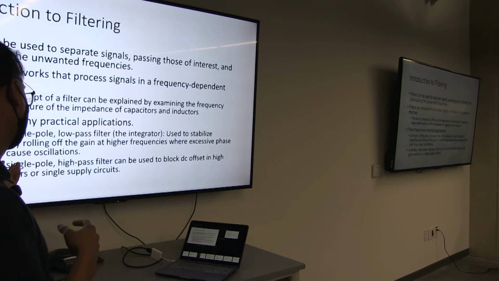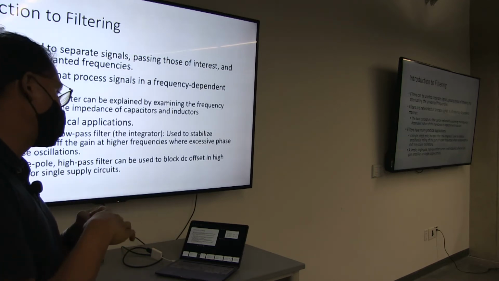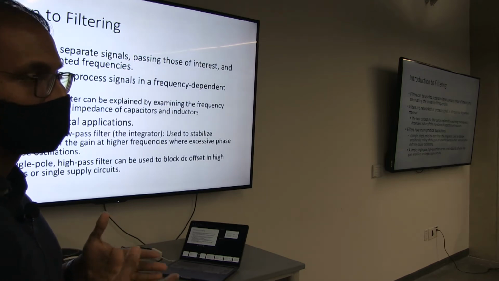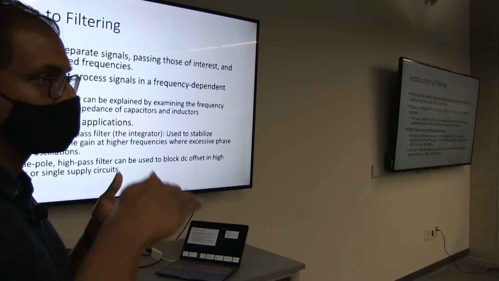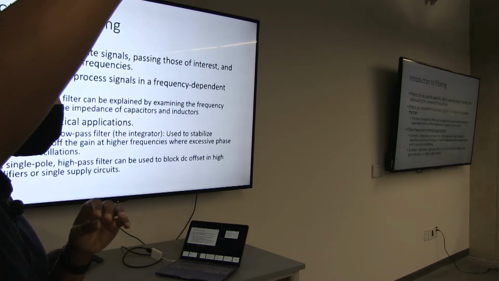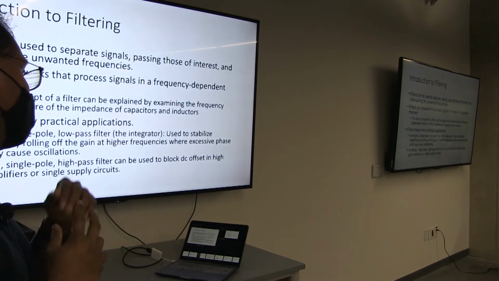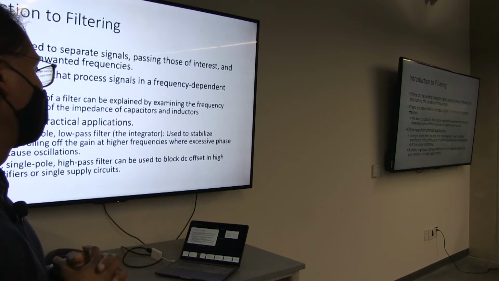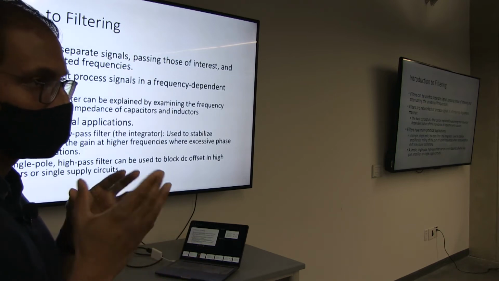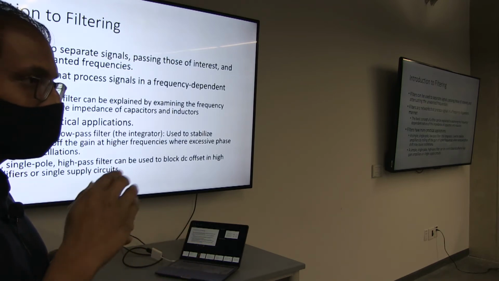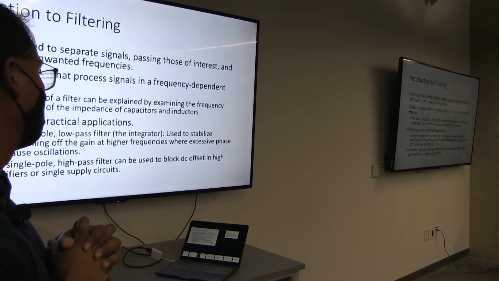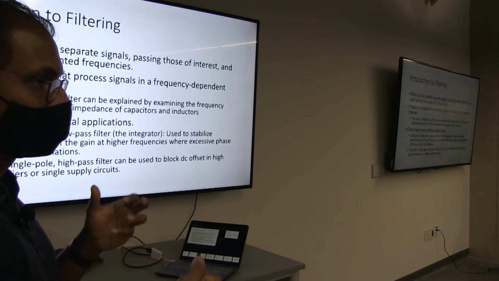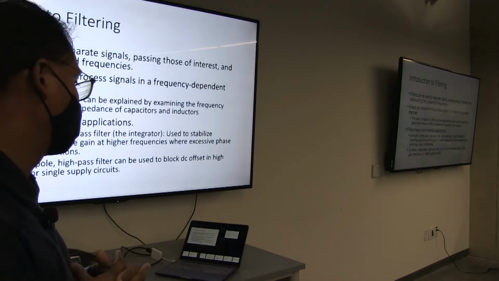Another basic example is a high pass filter at DC. That means we have a zero at DC, so it is rolling up from the origin. It will block off any DC offsets or any noise around DC. Any slow moving noise will be filtered out effectively if you have a high pass filter with the corner at the origin.